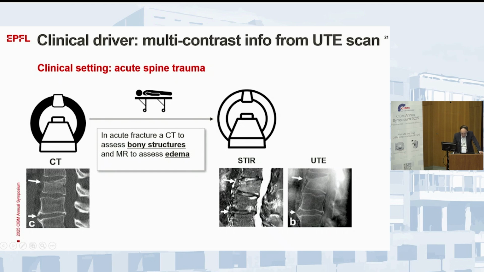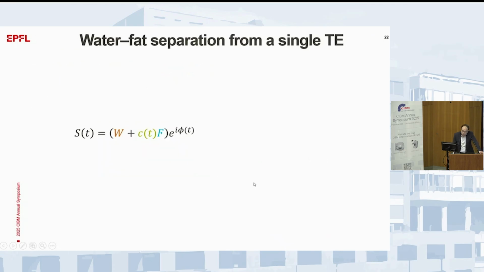So ideally, you would like to put the two pieces of information together: the deformation of the cortical bone structure, or the periphery of the vertebral body, the geometry, and the information from the edema at the same time. Well, we have to look a little more carefully at what we are measuring. It's a gradient echo acquisition. We are measuring the signal as a function of a given time.